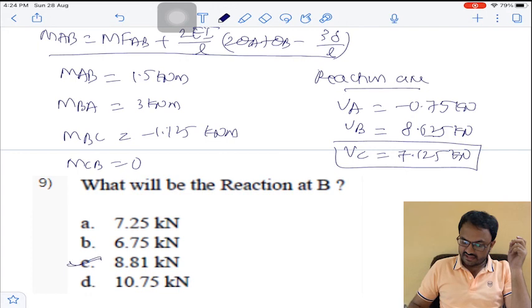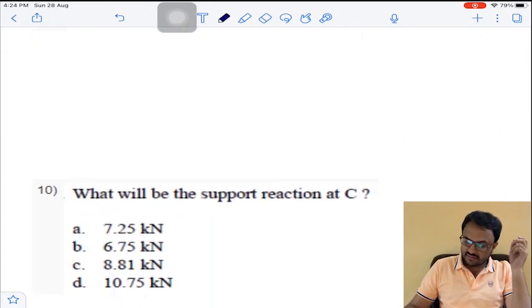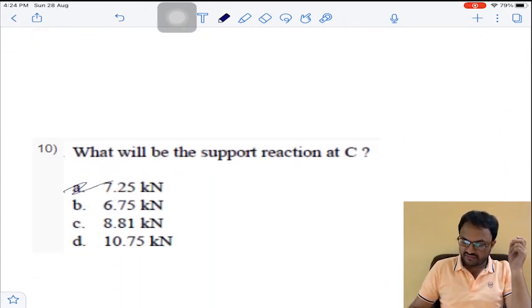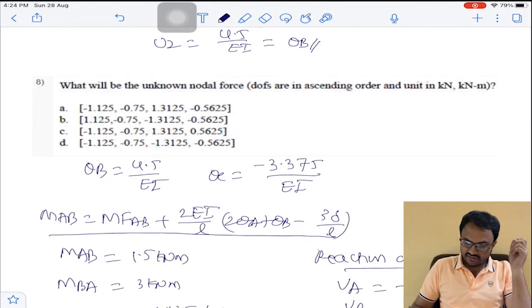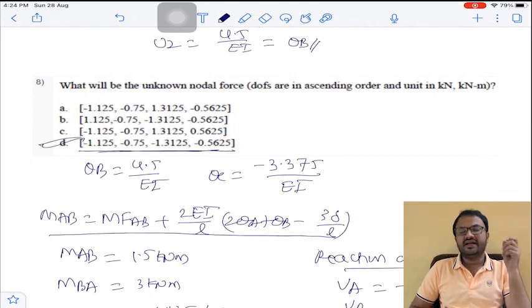So reaction at B is 8.65. The nearest answer is option C. And coming to 7.125, so 7.25, option A for question number 10. And coming to question number 8, the proper answer is option D for question number 8.